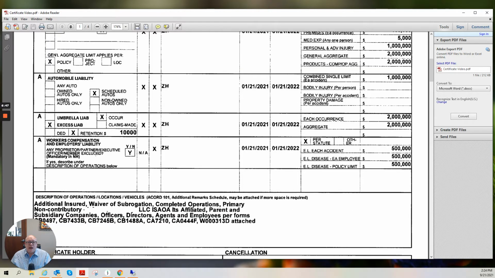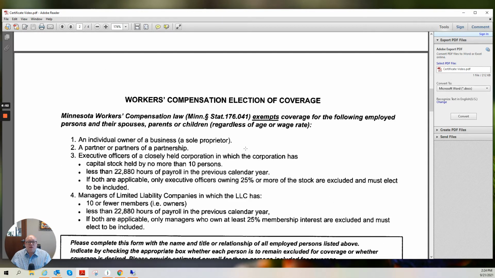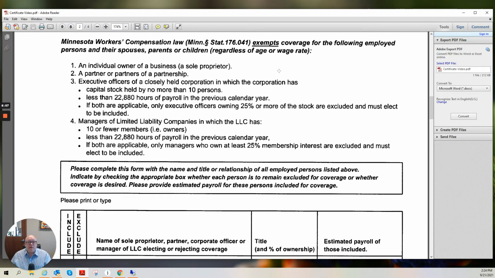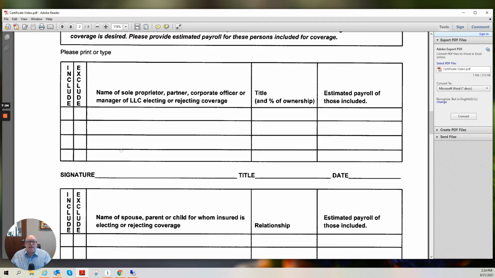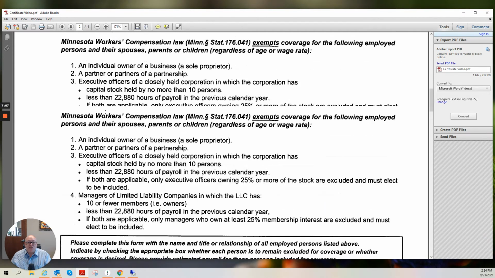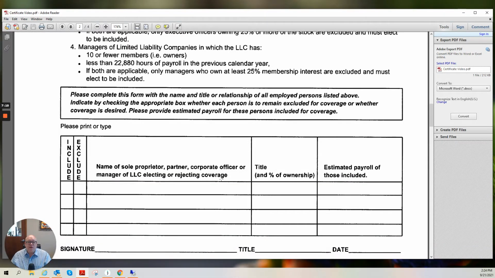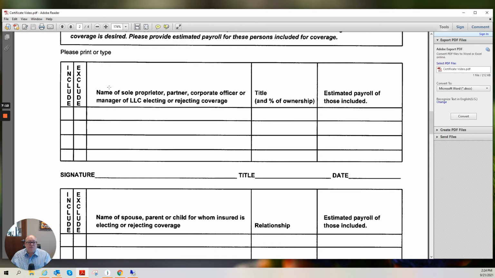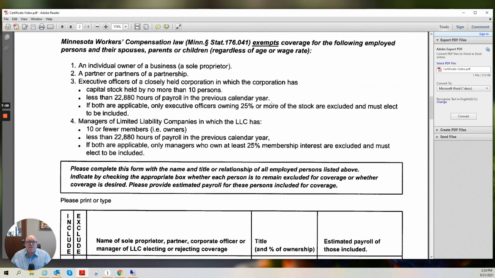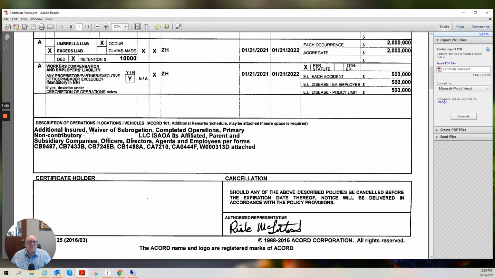So just to touch back on this, any employer excluded, let me scroll to the next page here. So in Minnesota, you have to have so many hours of payroll or so many people in the company, so many employees, to be able to automatically be included. Otherwise, you're excluded. So again, this form is, do you want to be included or excluded? Once you hit a certain level, you're automatically included. So back to the certificate again.